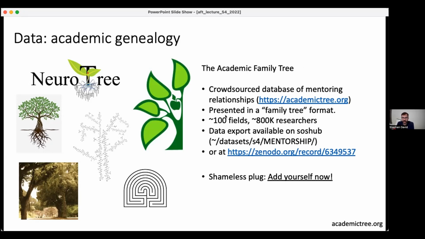So again, it developed as just a resource to learn. People could navigate, find out who their colleagues are. But what we've discovered as the tree has grown bigger is that it actually is a valuable resource for science of science. So in addition to this live website where you can browse the data, you also have a big database that we've exported. It's in the mentorship data set here. We also have a Zenodo repository that we update fairly regularly with all the mentoring relationships and some other metadata that can be useful.